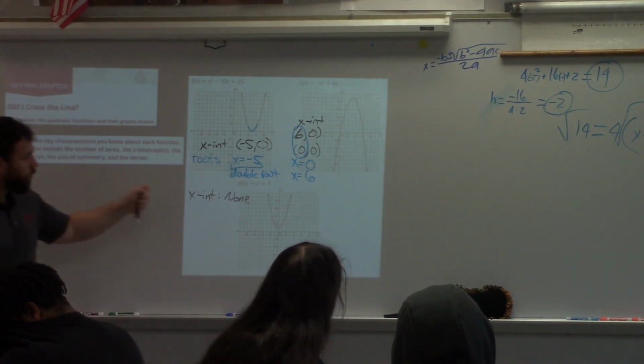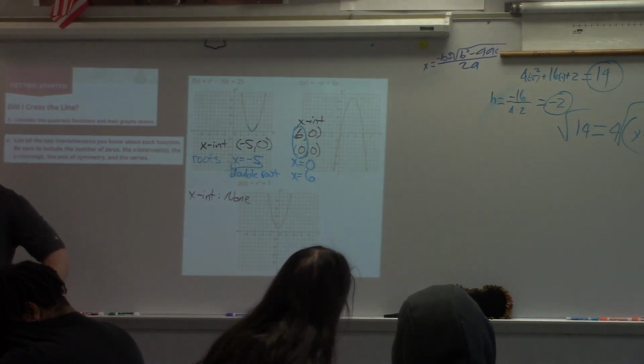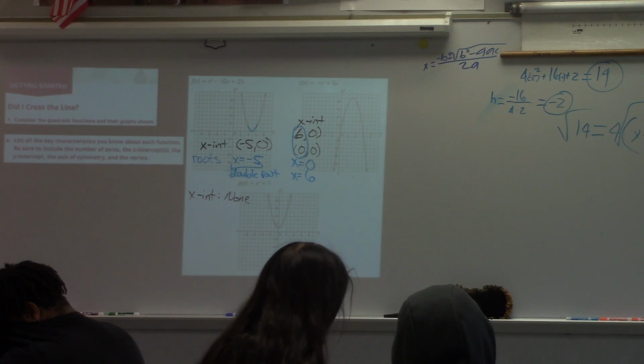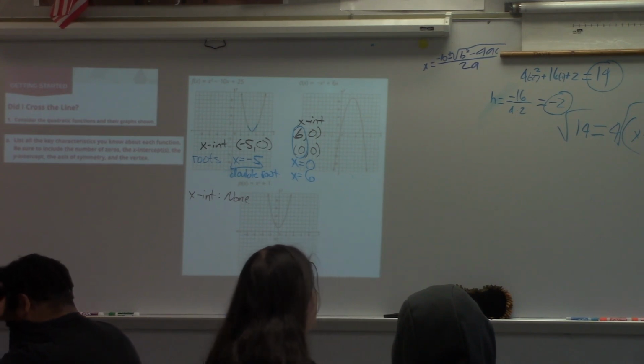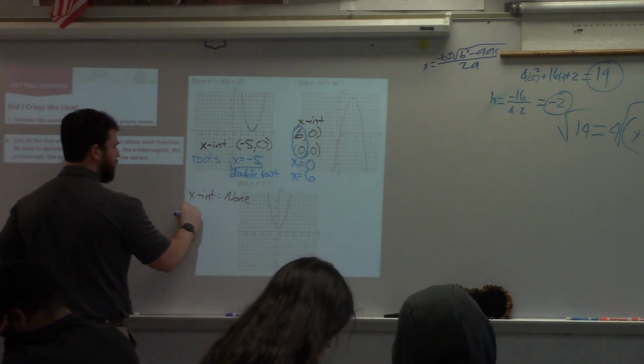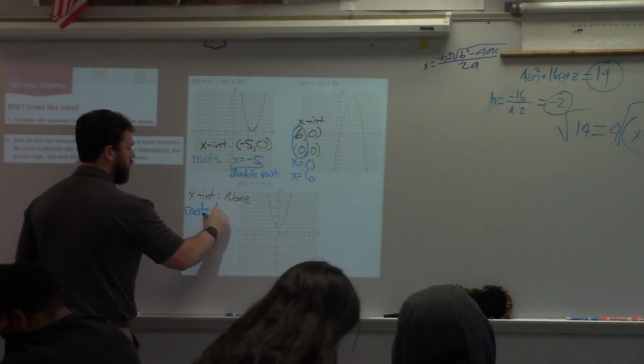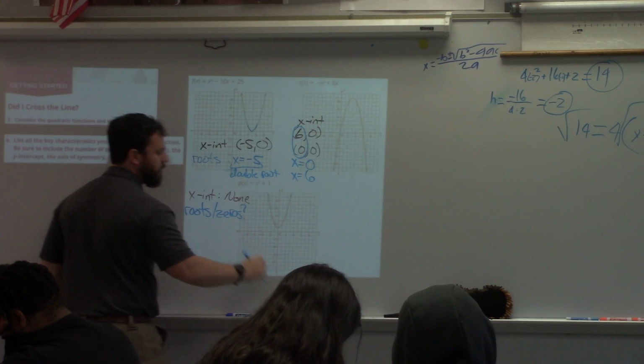But then right here we did not have an x-intercept. But there's still two what? Two roots or two zeros, we just don't know what they are. So we need to know how to find them. Okay? We don't know those zeros or roots.